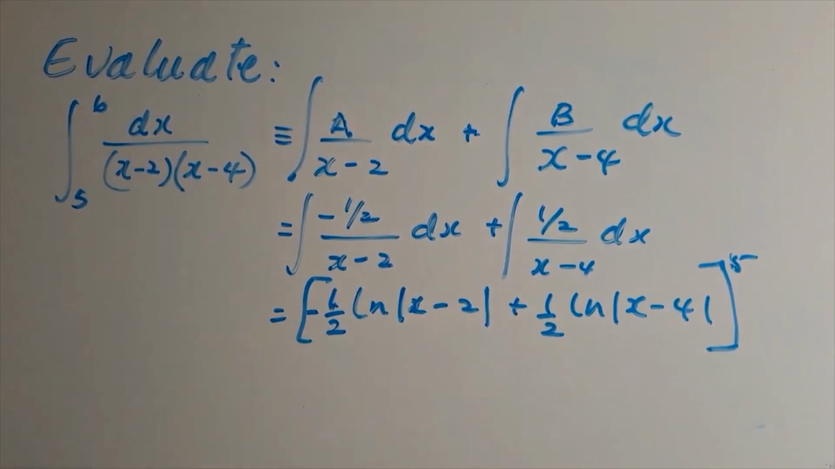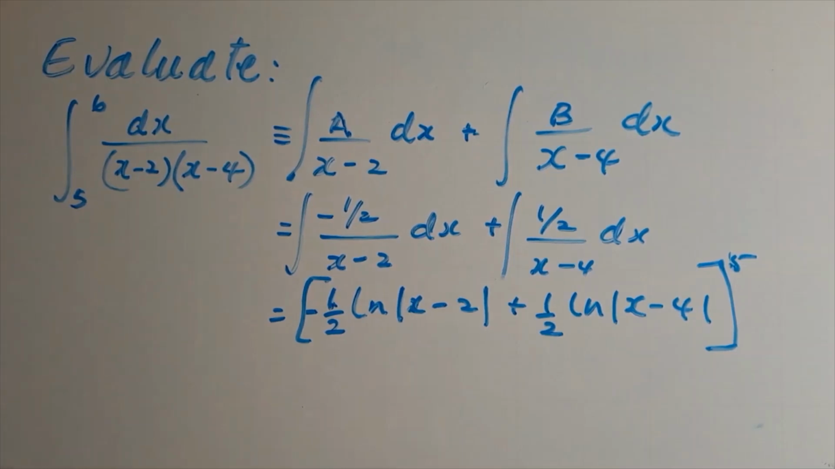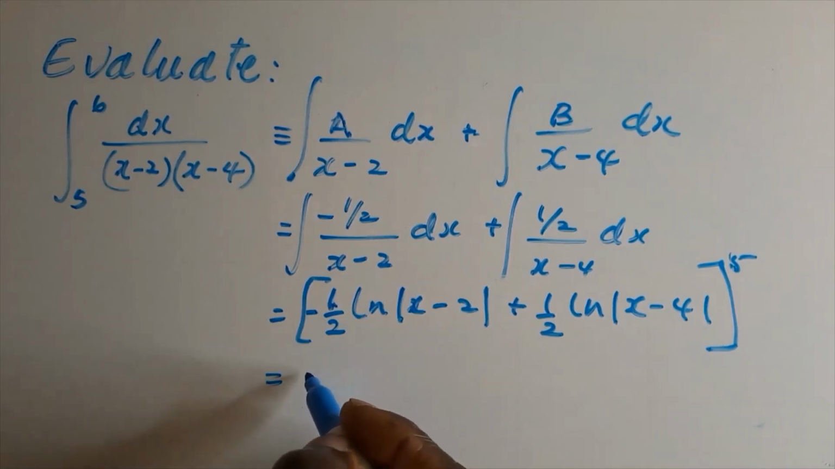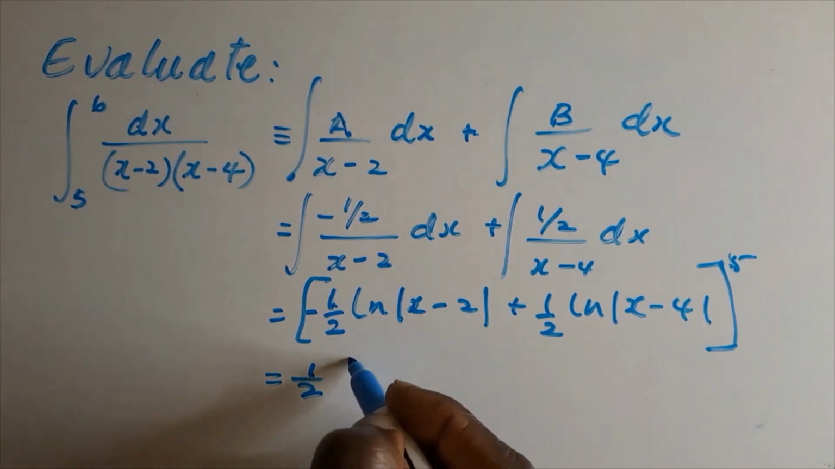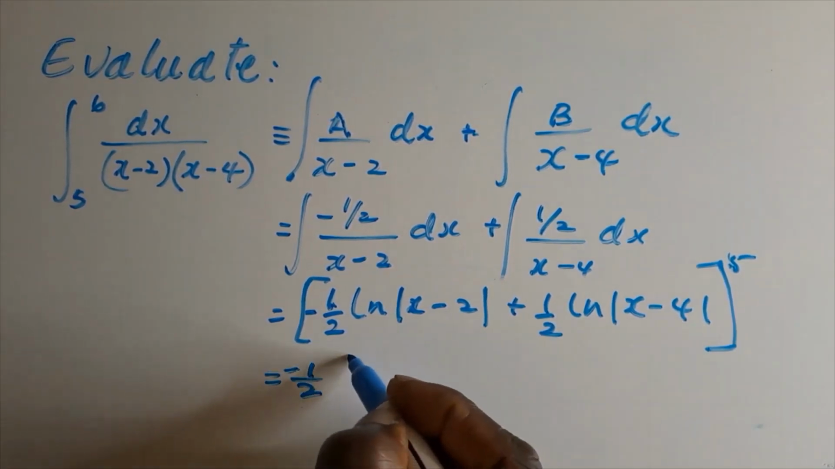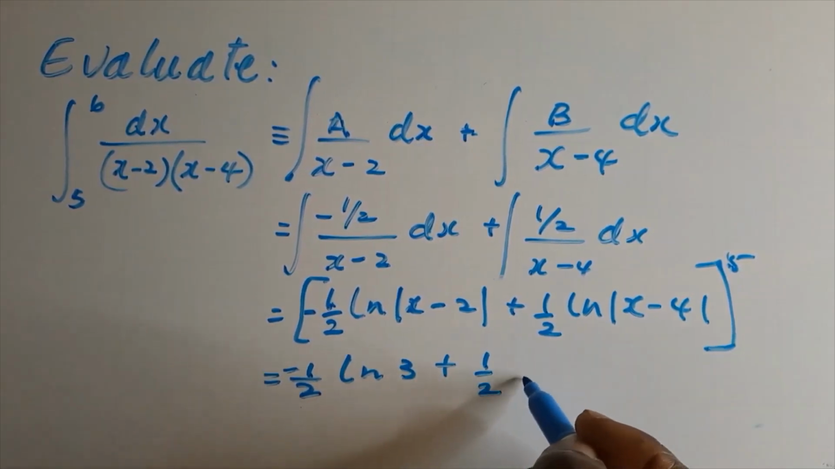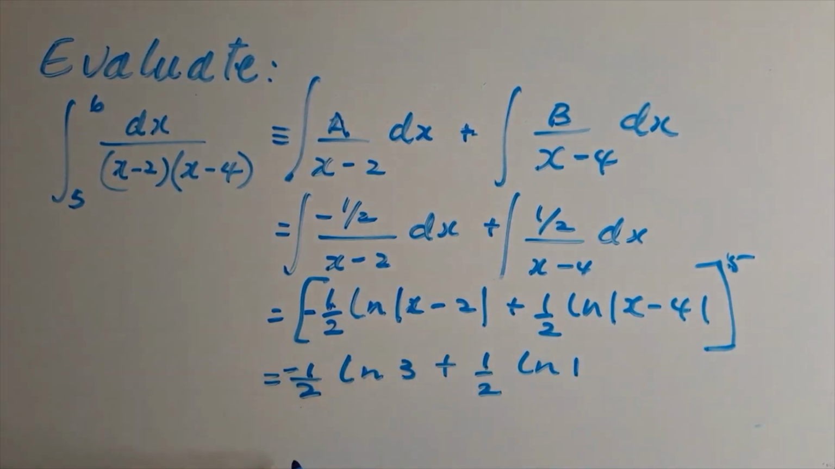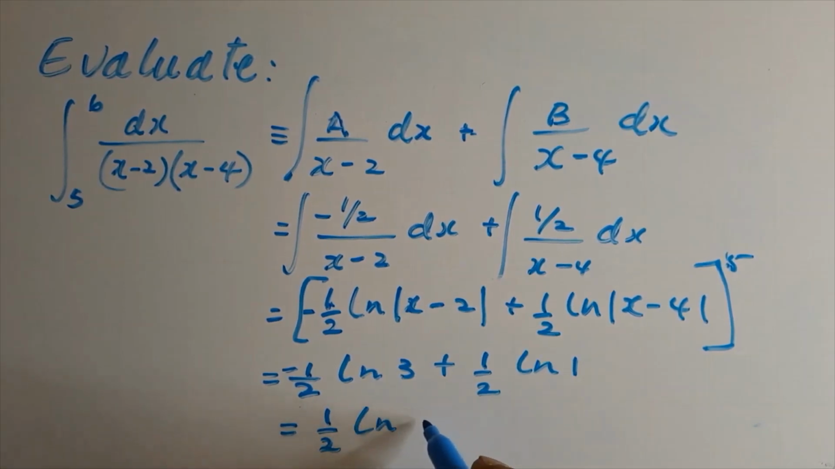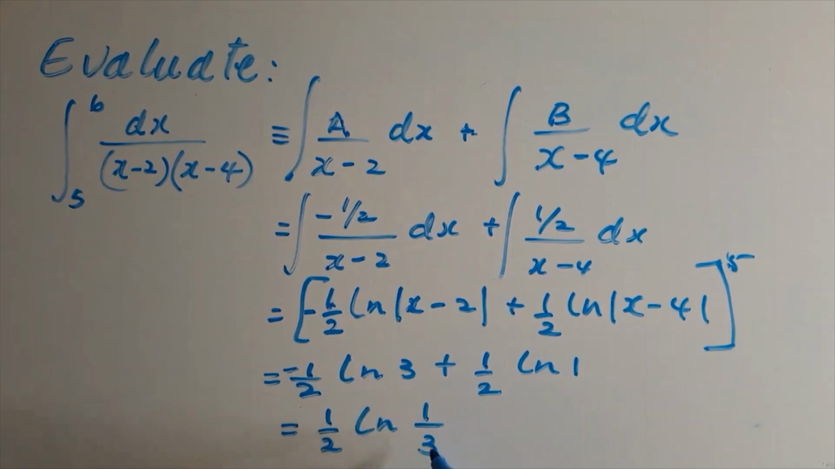Now the same thing, we evaluate at the limit 5, and then we'll subtract 5 from 6. So this turns out to be a half minus a half ln 3 add a half ln 1. Simplified will give us a half ln 1 over 3.